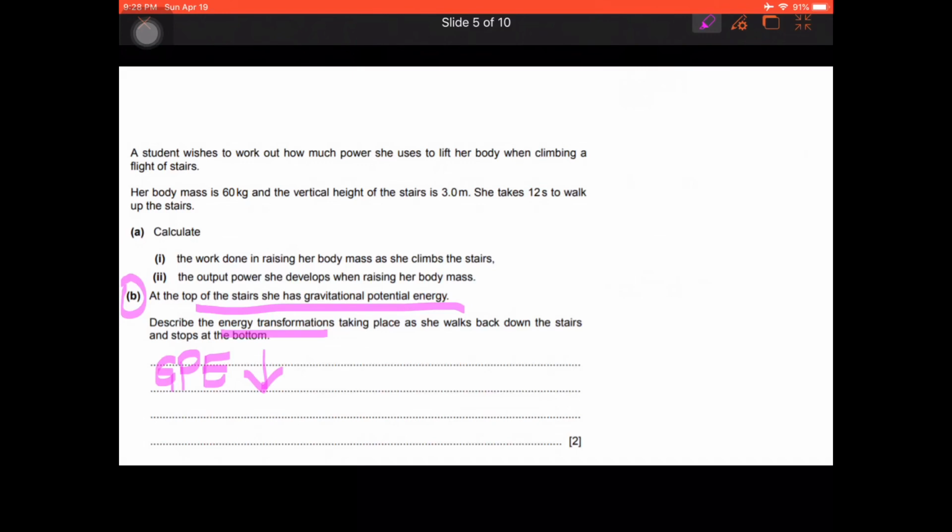In this case, she's walking, therefore one transformation will be into heat. Another transformation will be into sound. This is not yet important for you to answer because we have not discussed this part yet, although if you already know, then that's fine. This is a 2-mark question because you have to mention that GPE decreases as she goes down the stairs, but the transformation will be from GPE to heat and sound.